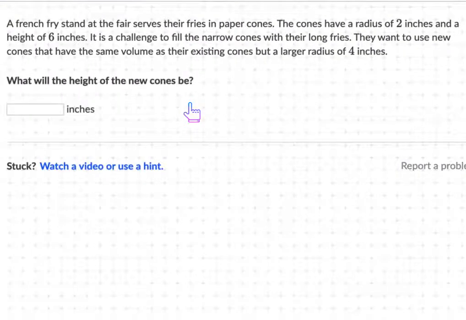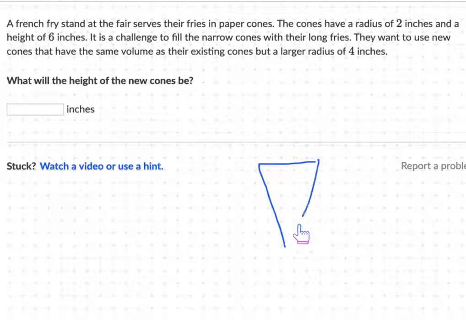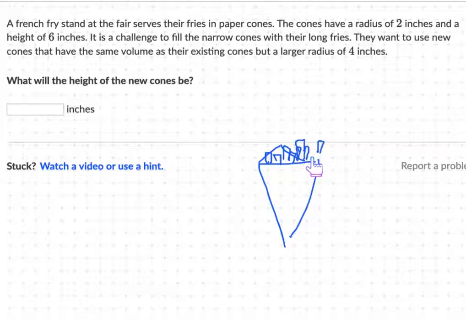A French fry stand at the fair serves their fries in paper cones. I'm sure you all have gotten that before. Get your French fries in the paper cone. The cones have a radius of 2 inches and a height of 6 inches.